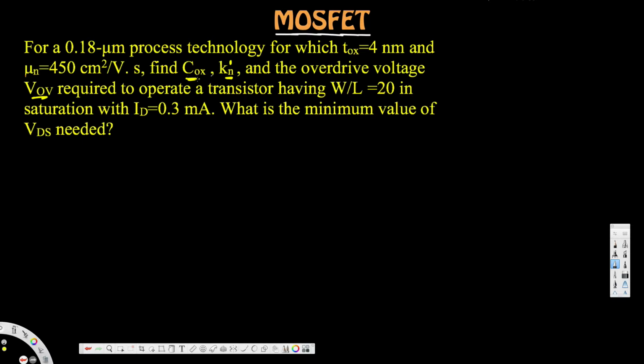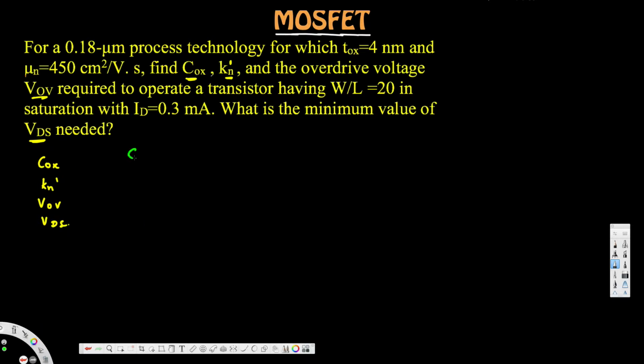Here they are asking to find out the COX, Kn prime and VOV, and also what is the minimum value of VDS needed, drain source voltage also, right? So the required things are COX, Kn prime, VOV and VDS. Now let's start with COX.